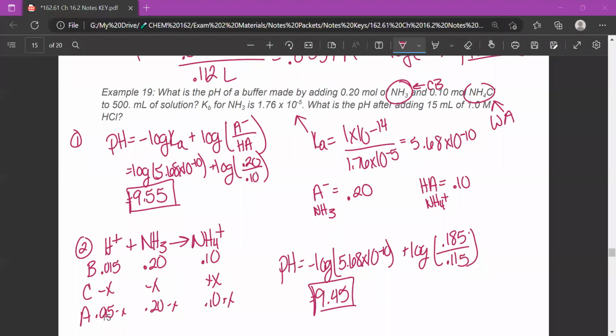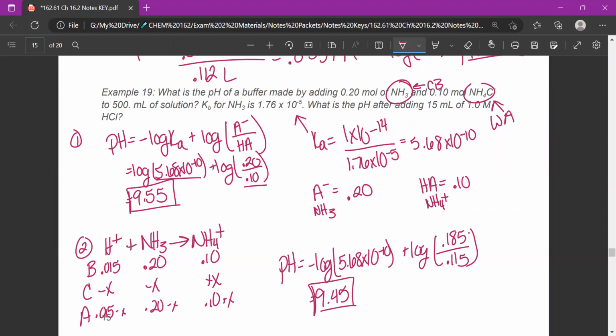Okay, so in the first part, like I said, I was just using the Ka equation. So I found the Ka first, which was 5.68 times 10 to the negative 10, and plugged that in right here. Then I said A minus is the base, so that's NH3, and HA is the acid, which is NH4 plus. So I plugged those numbers in here and got that my original pH is 9.55.